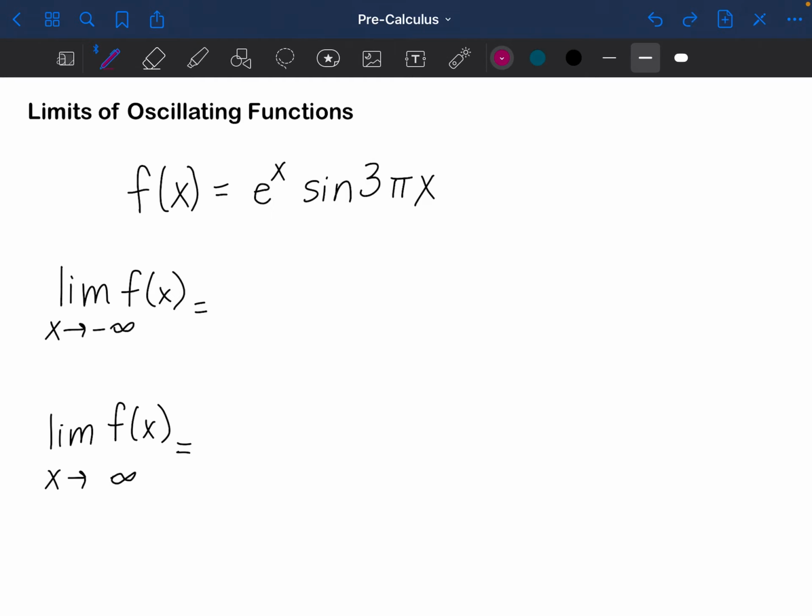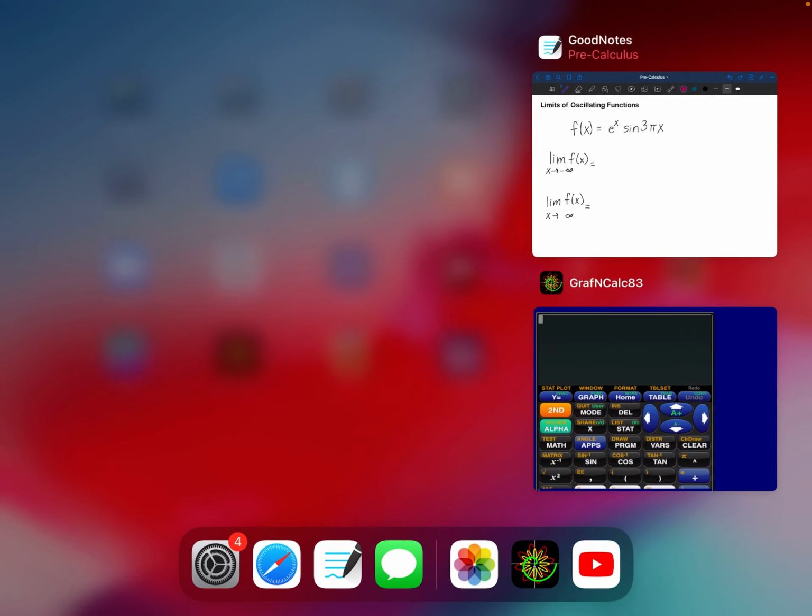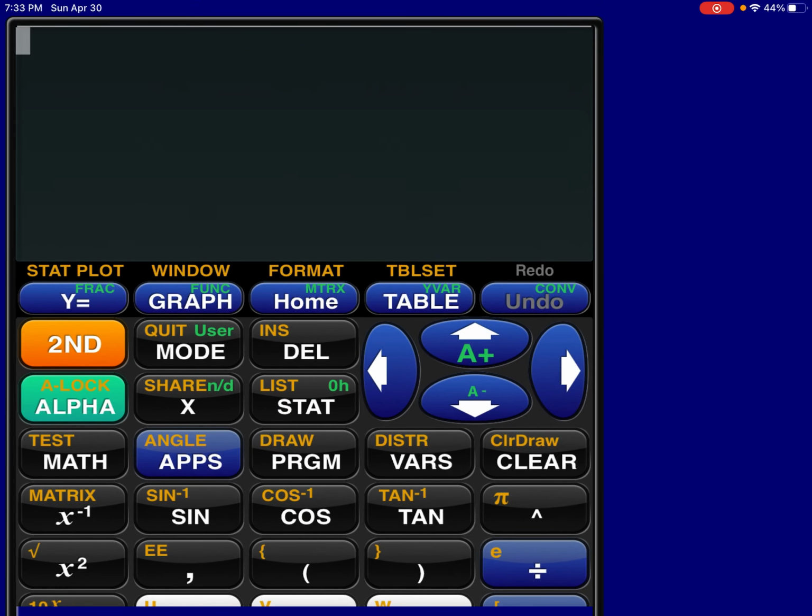The only real way to tell what the limit is, I think, is to graph it. So let me go to my graphing app. Best graphing app for the iPad ever.